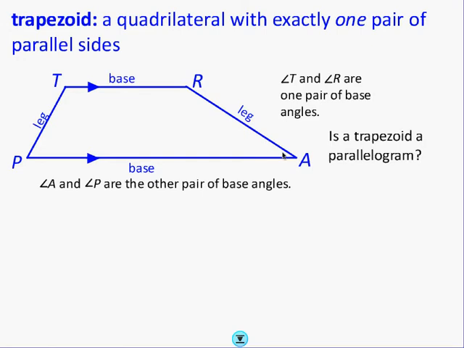We speak of the angles as pairs of base angles. Segment TR is a base, and there are two angles, angle R and angle T, that are adjacent to this base, and therefore they are a pair of base angles. Similarly, angle P and angle A are a pair of base angles.